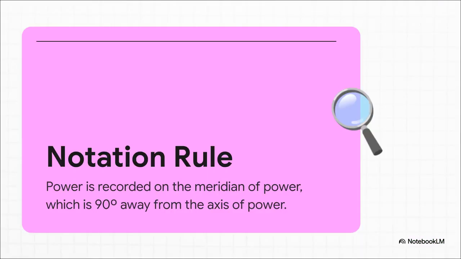Okay, before we even look at a single diagram, you must absolutely commit this foundational physical law to memory. Listen up, because this is your first major OCAP pearl of the day. The power cross notation rule states that power is recorded on the meridian of power, which is exactly 90 degrees away from the axis of power. I'm going to say that one more time to really burn it into your brain. The power lives exactly 90 degrees away from the axis.